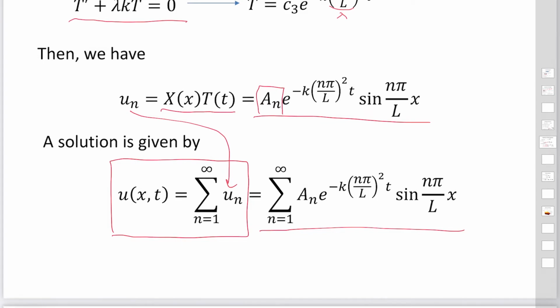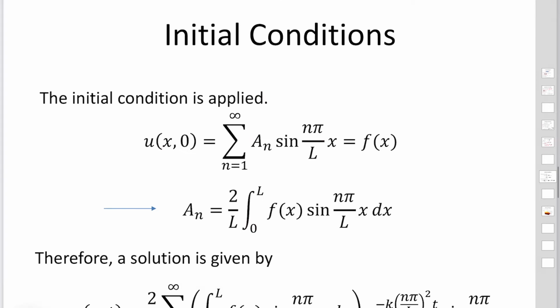Then we need to determine a sub n. A sub n can be determined by applying the initial condition. If you substitute t equals 0 into the general solution, it becomes the sum of a sub n sine (n pi over L) x equals f(x). This is the initial condition.